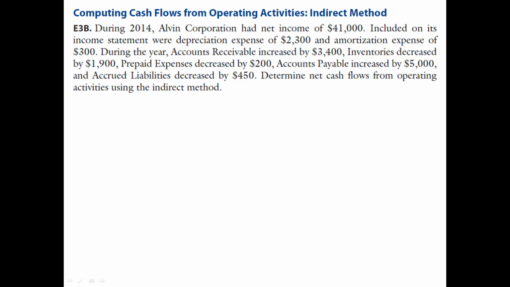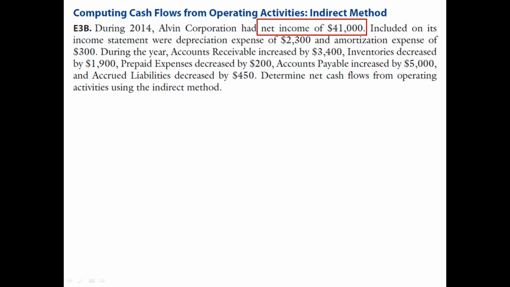And then it tells us about our changes in our current assets and current liabilities. So remember from the chart in your book that increases in assets will be subtracted out and decreases in assets will be added in. And then current liabilities are just the opposite of that. Increases in current liabilities will be added in, where decreases in current liabilities will be subtracted out.